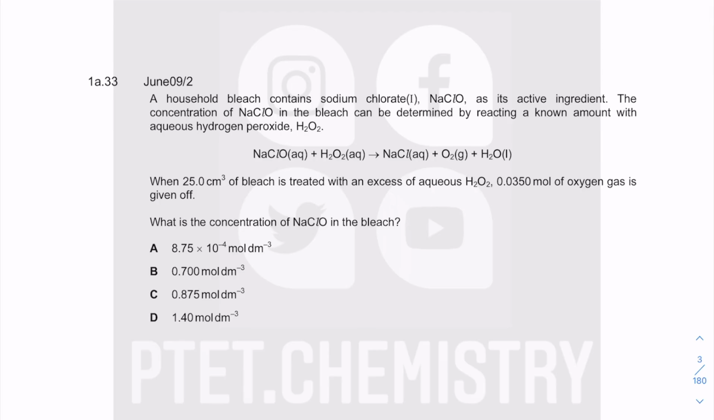In this next question, we have an equation being given here. This is a household bleach that contains sodium chlorate(I). The concentration of this ClO minus, or NaClO, in the bleach can be determined by reacting with an aqueous hydrogen peroxide.